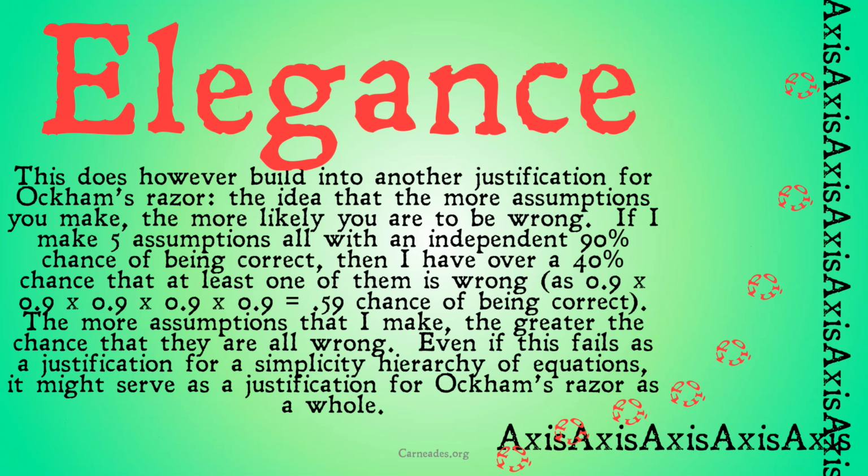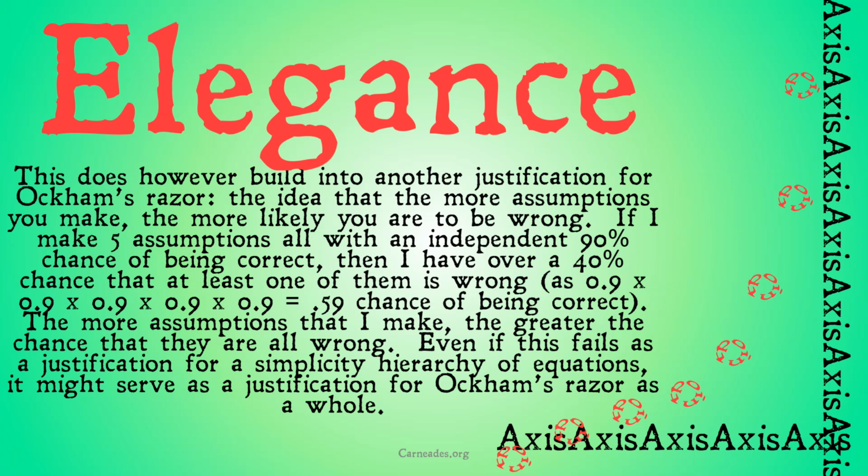Now, this does, however, build into another justification for Occam's razor, the idea that the more assumptions you make, the more likely you are to be wrong. If I make 5 assumptions that are all pretty likely, maybe they have an independent 90% chance of being correct each, I still have an over 40% chance that at least one of them is wrong, because 0.9 times 0.9 times 0.9 times 0.9 times 0.9 equals 0.59 chance of it being correct. As long as those are independent, it's allowed for me to multiply them separately to get the overall chance.